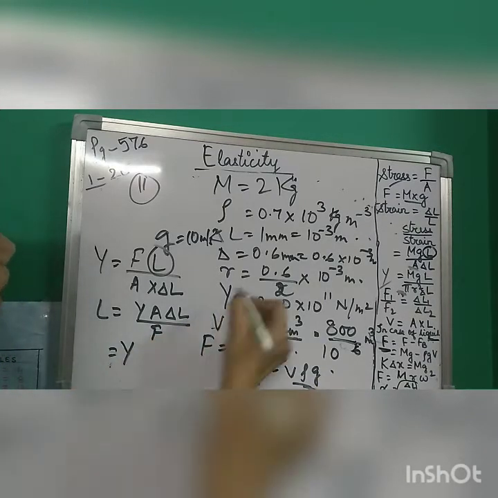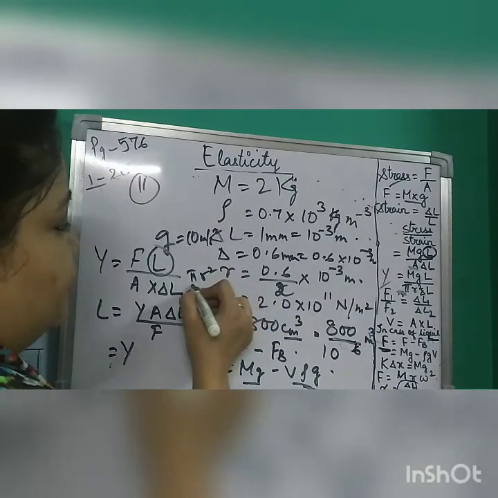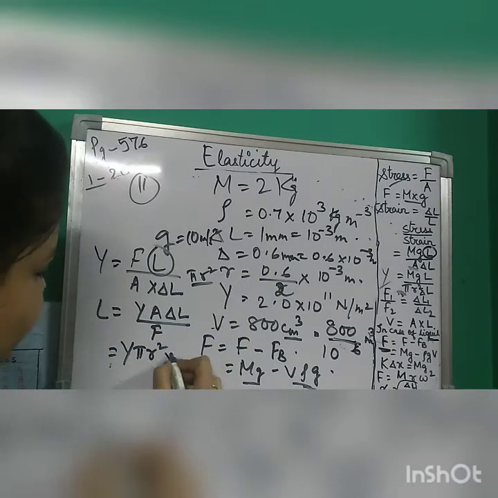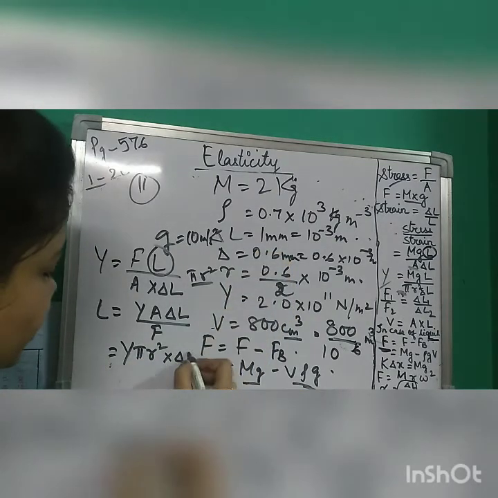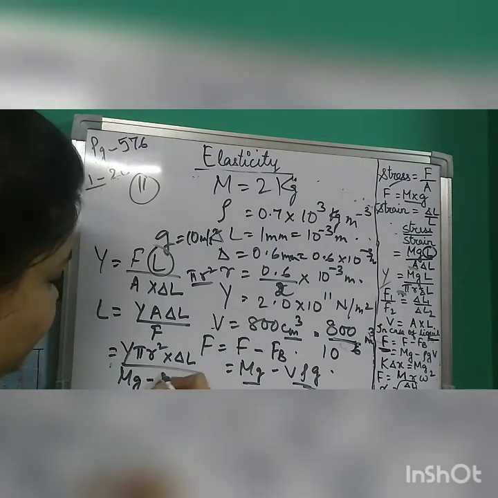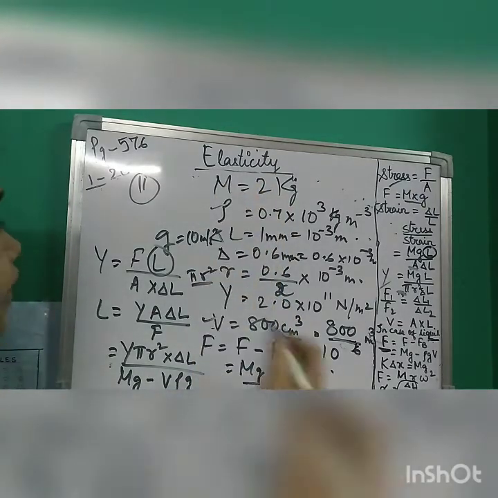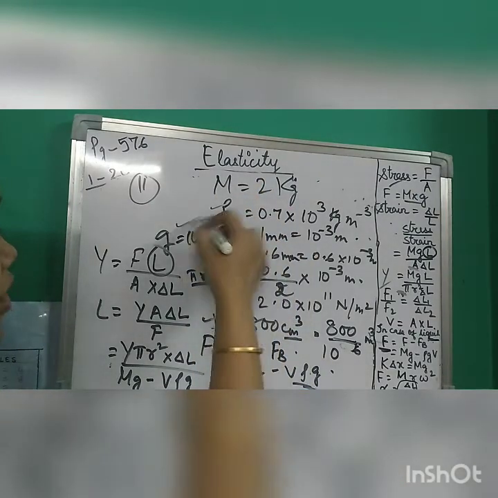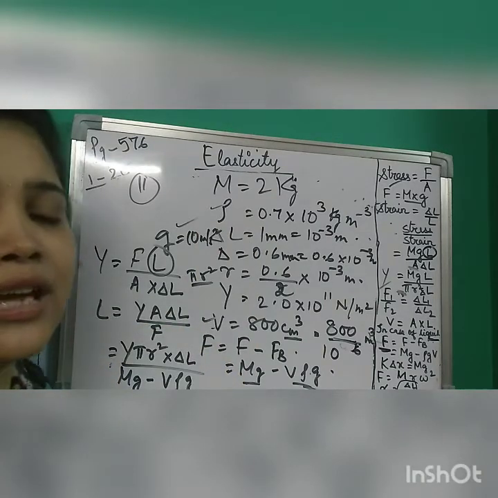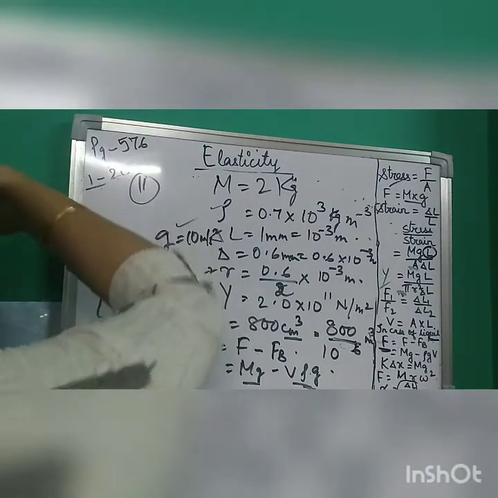So Y is given, area you can find out over here: pi r square, and delta L is given. Everything is given. Now F is mg minus V rho g. Volume is given, density is given, and g I have already told, 10. Just put it in the formula, solve, and you'll get the actual length L. Okay students, so this was sum number 11.